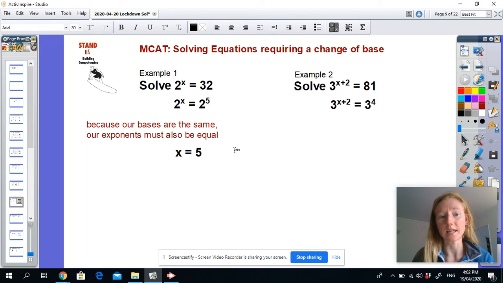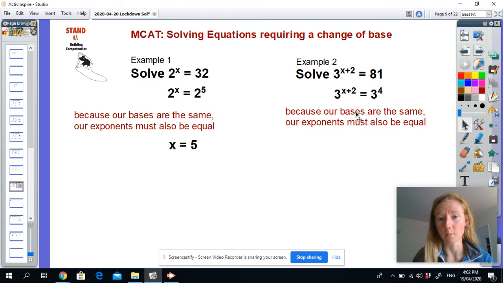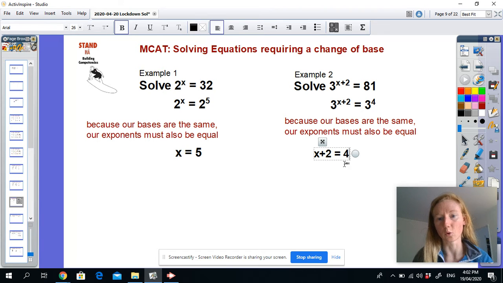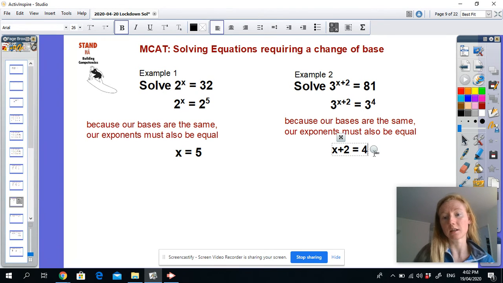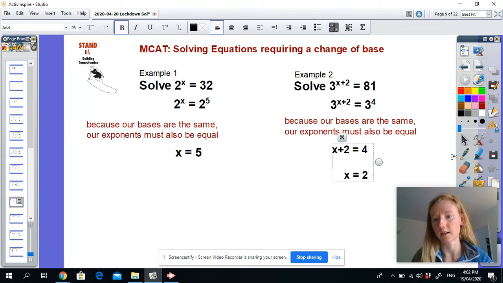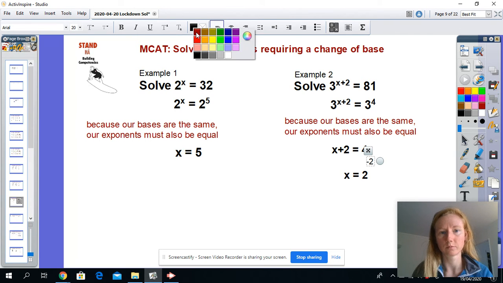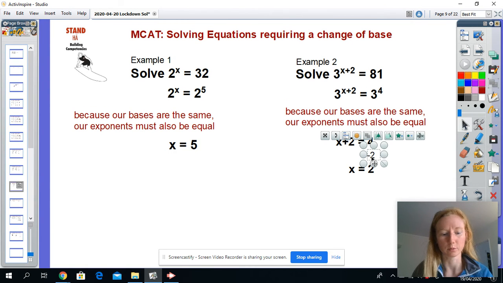Okay. Then, again, I'm going to copy this over here. Because our bases are the same, our exponents must also be equal. Therefore, x plus 2, our exponent on the left-hand side, must be equal to 4, which is our exponent on the right-hand side. Okay. And then in this case, we haven't quite finished solving. We just need to take away that 2 from both sides to solve it completely. So all we did there was just a little minus 2. Took away 2 from both sides so that we are left with x being equal to 2.